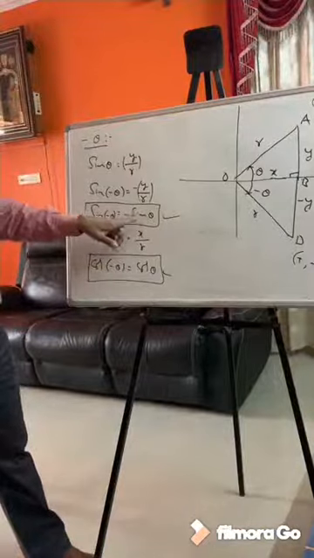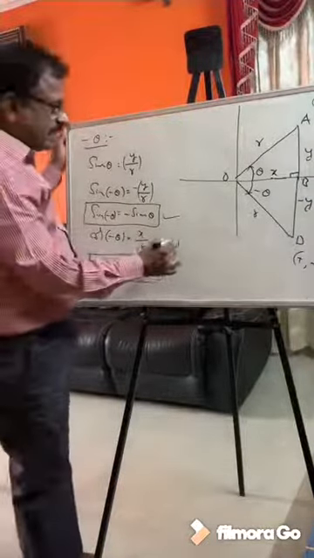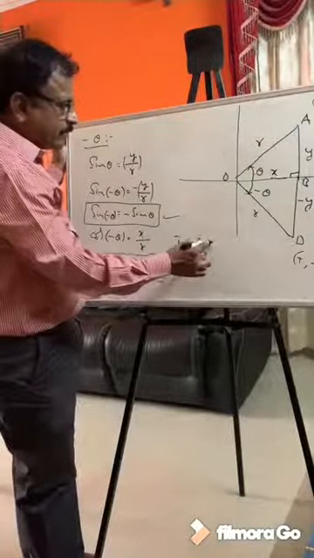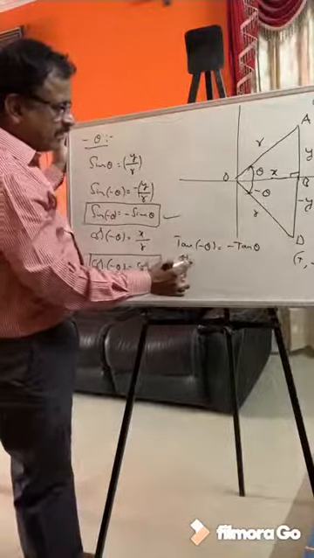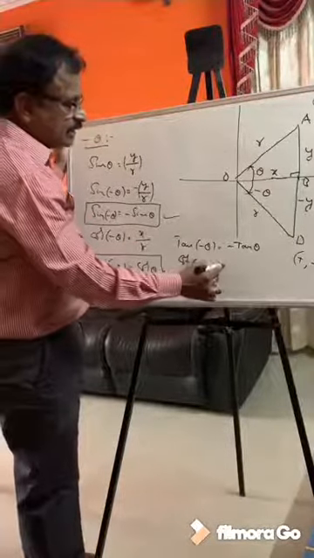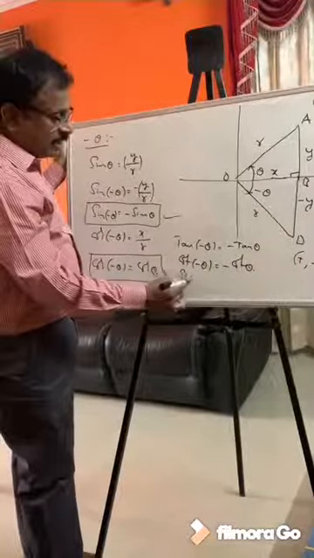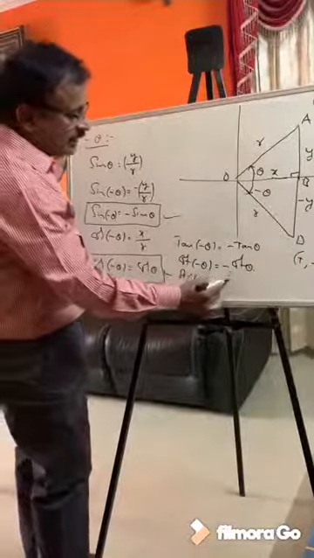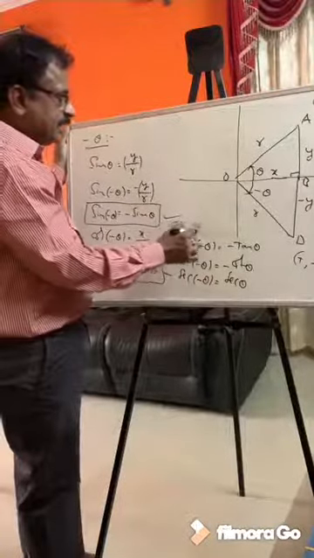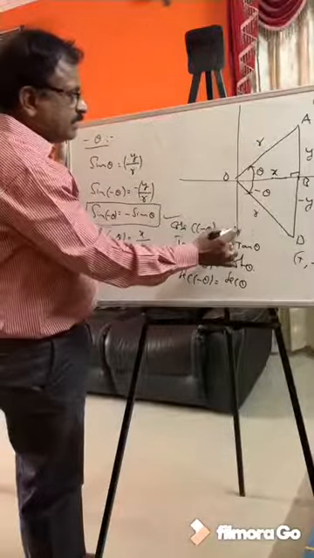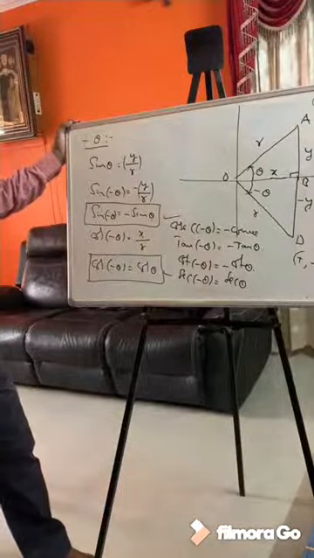So sin of minus theta is minus sin theta. Cos of minus theta is plus cos theta. Tan minus theta, can you tell me? Minus tan theta. Cot minus theta? Minus cot theta. Sec minus theta, plus secant theta. Finally, cosec minus theta, minus cosecant theta. Please copy this.